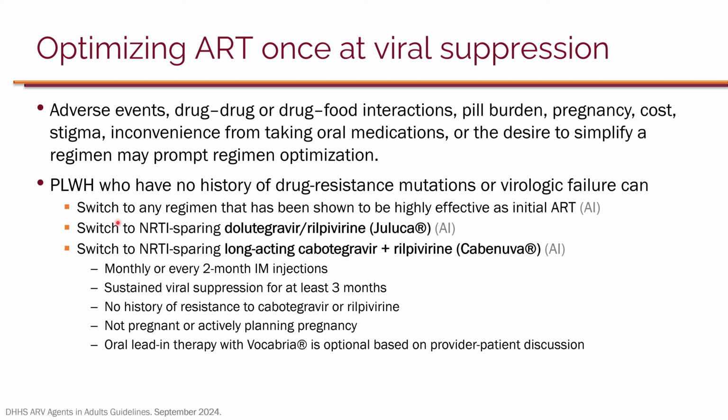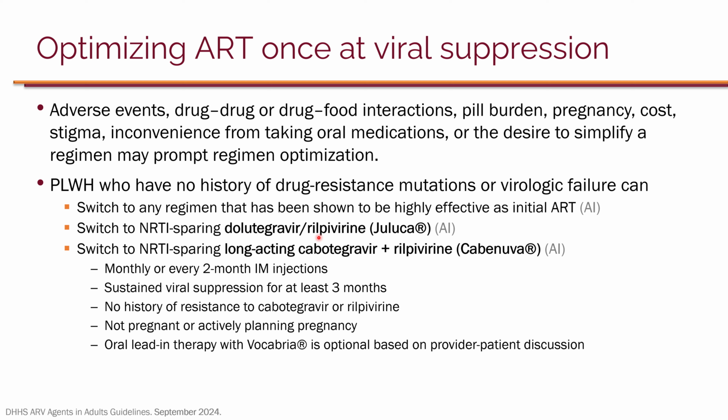So in general, there are 3 things we can do to optimize. One is that once somebody's viral suppression is achieved, you can pretty much switch to any other first-line regimen, because they've been shown to be highly effective. But also, there are a couple of agents that I'd like to touch base on. One is Juluca, which has dolutegravir and rilpivirine. So this is essentially an integrase inhibitor plus a non-nuke.